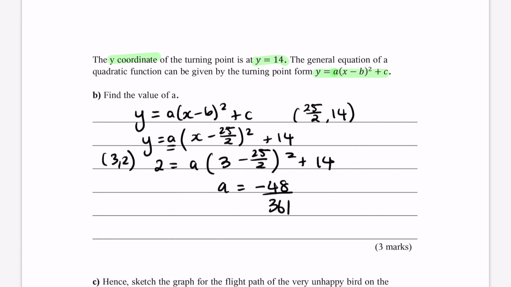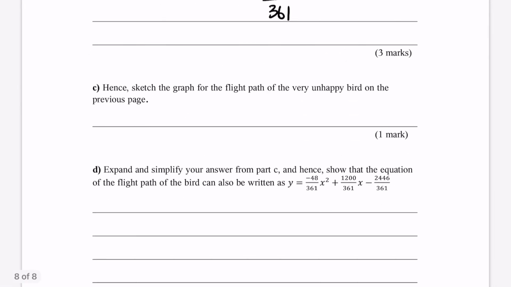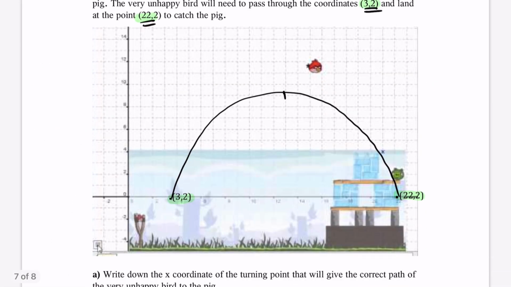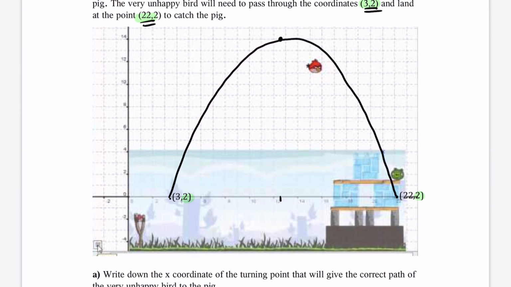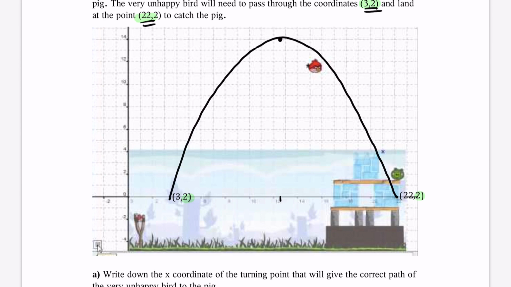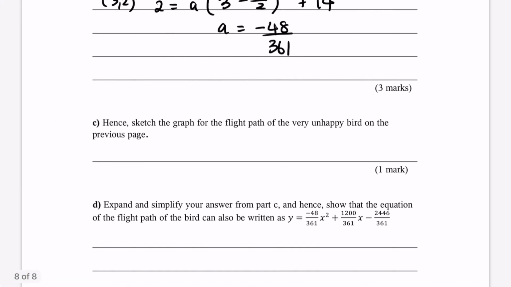Okay, almost there. We've got, hence sketch the graph for the flight of the very unhappy bird on the previous page. I didn't realize that's what I was supposed to do, but sure, I already kind of did it. It's not really to scale though, so let me try that again, because now I know that the turning point is at 12.5 and 14. So 12.5 would be about there, and 14. It needs to go through these points, so it'll look something like that. All right. Cool. So that's done.